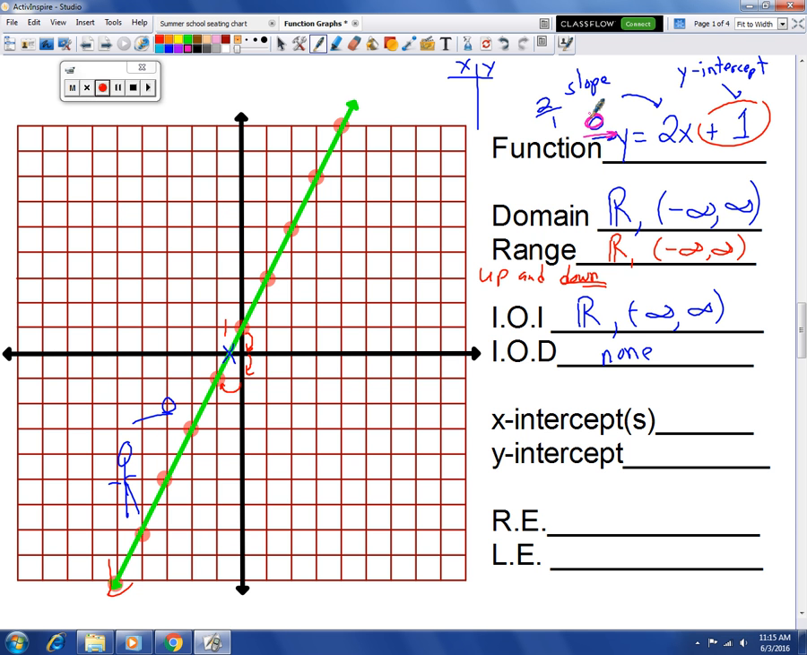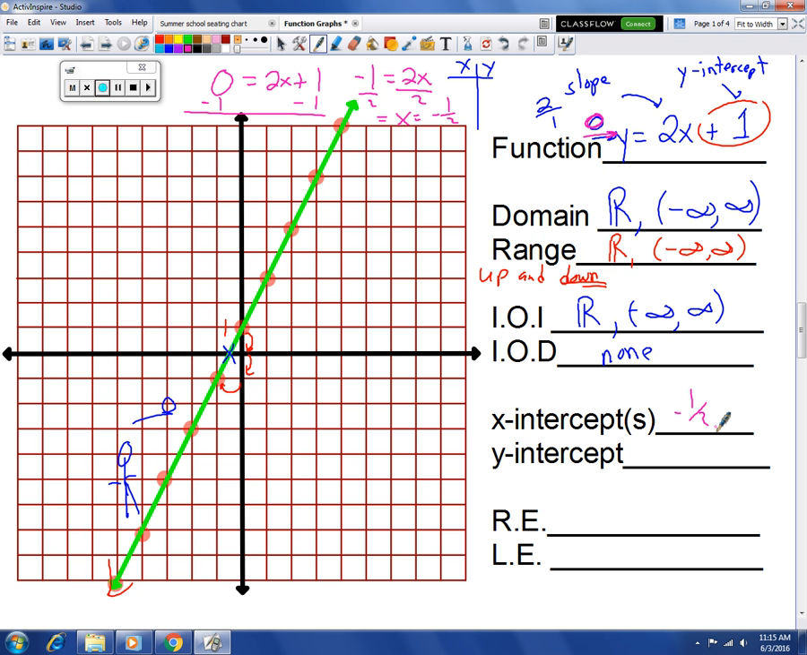Okay? Alright, so I'm going to do this algebraically up here. I'm going to say 0 equals 2x plus 1. How do you solve that equation? Subtract 1 from both sides. We get negative 1 equals 2x. And you divide both sides by 2. You get x equals negative 1/2. Just like we thought. Just like it looks.